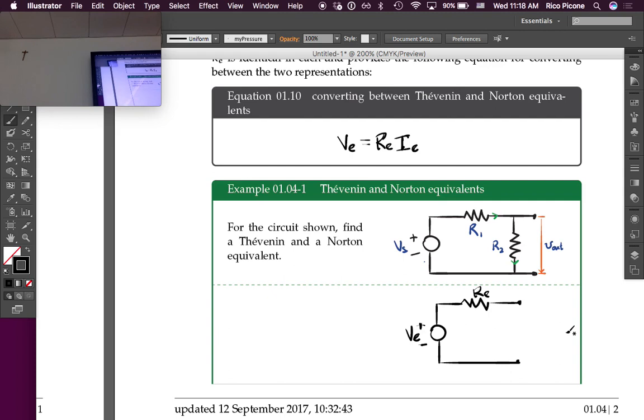In series, you just add them together, right? It's not quite that simple. At least I don't think it is.